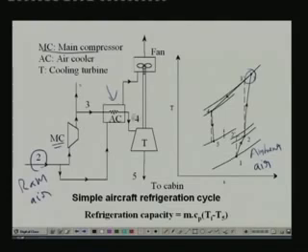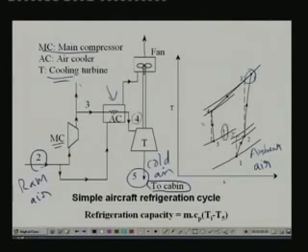And at point 4, it enters into the cooling turbine T, and it undergoes expansion process 4 to 5. As you know, at this point you have very cold air at point 5. This cold air at point 5 is released into the cabin directly. In the cabin it picks up heat, and by the time it comes out of the cabin, its condition will be at point I. So process 5 to I is what has happened in the cabin, right?